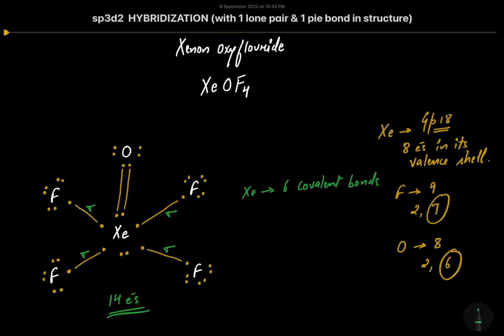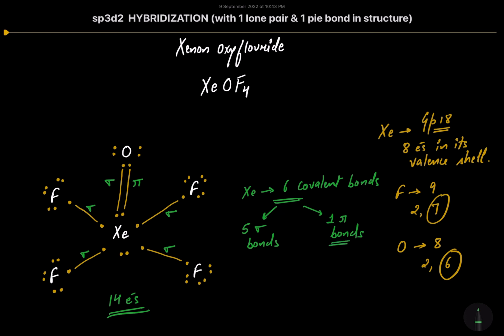In case of a double bond, we always have 1 sigma bond and 1 pi bond. I'm repeating it again. Whenever there is a formation of 2 bonds between 2 atoms, then out of those 2 bonds, one bond is always sigma and the other one is always pi. So that means here in total, we are having 5 sigma bonds and 1 pi bond.